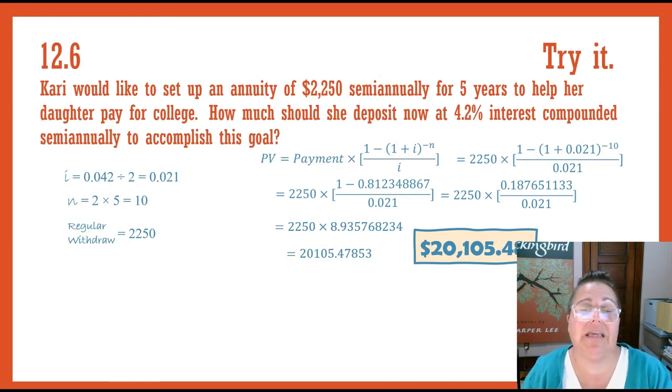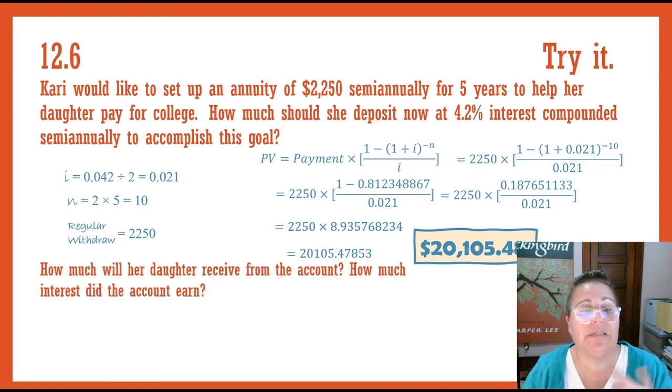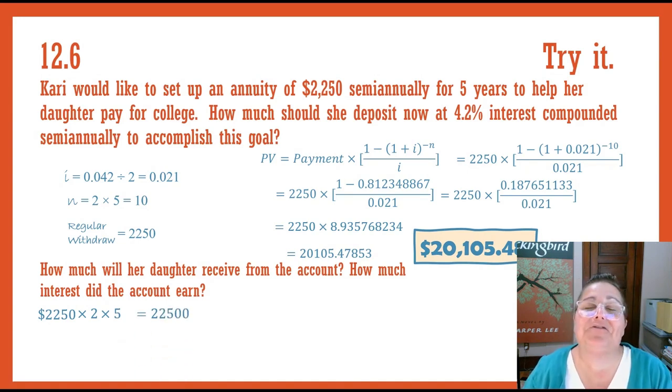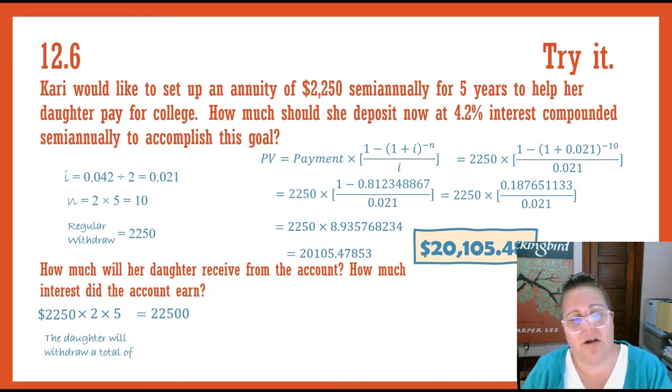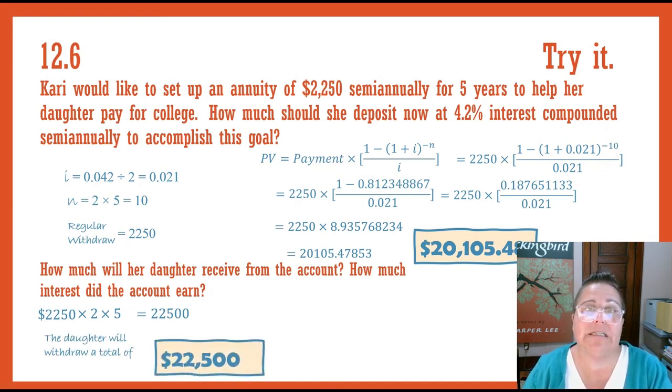Now, how much is Carrie actually going to receive from this account? Well, she's going to take $2,250 out of this account twice a year for 5 years, or 10 times. This is $22,500. So Carrie, or Carrie's daughter, will withdraw a total of $22,500 from this account.